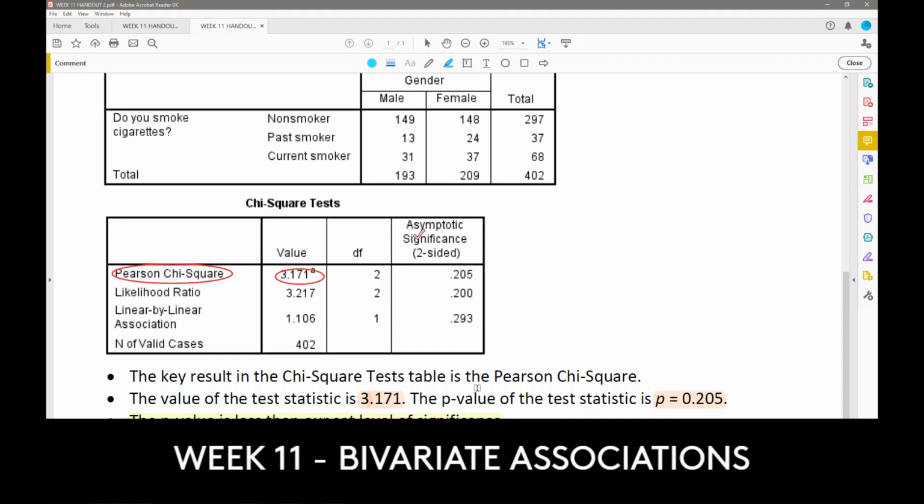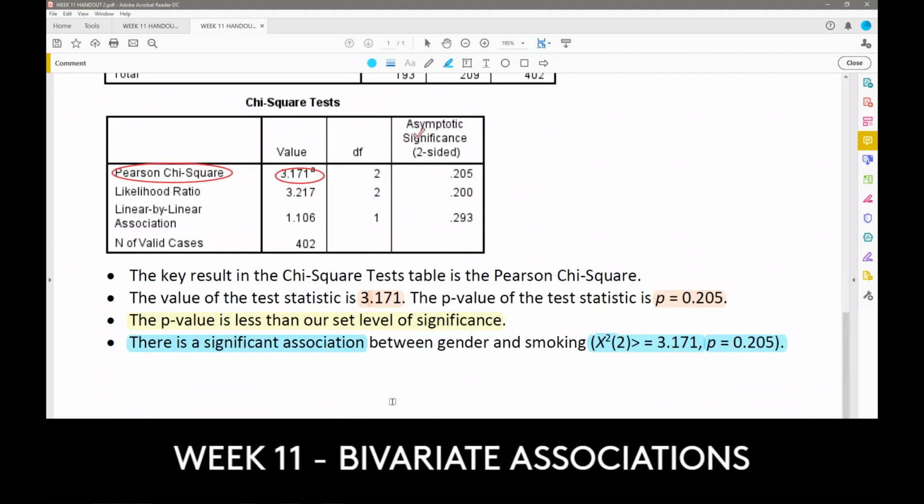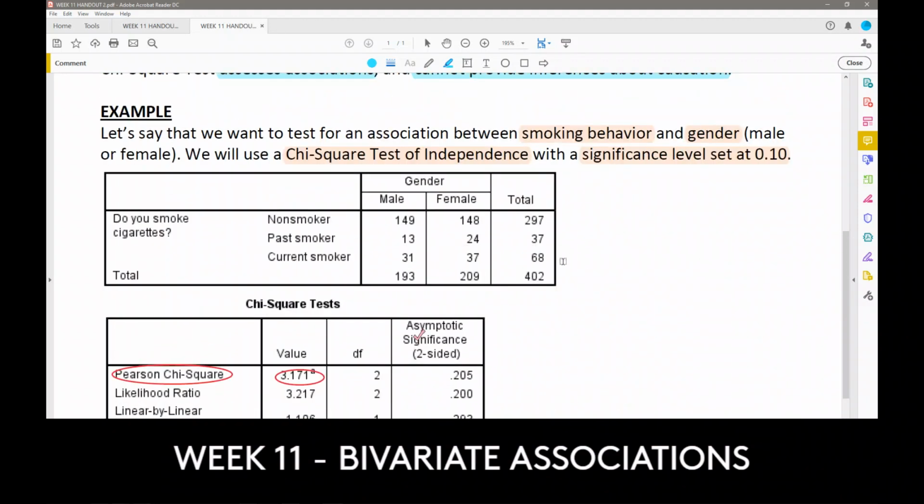All righty, and that is it for the handout lectures. I'm going to post a follow-up video that shows the SPSS instructions on how to derive cross tabulations and then chi-square tests of independence.